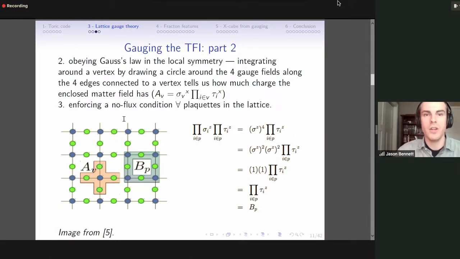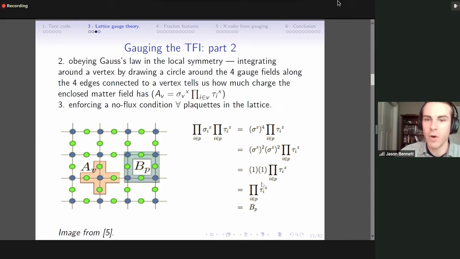Also, I'm going to enforce a no flux condition. You can see that a lot of these terms are coming from electromagnetism, which I'll get to in the conclusion over here. But this no flux condition is that I'm integrating around a particular loop, and I should have nothing going in any particular direction. I'm going to represent this by the 4 matter fields in this shaded region here. But because these matter fields are represented by Pauli matrices, each of them squared with each other just ends up giving 1.